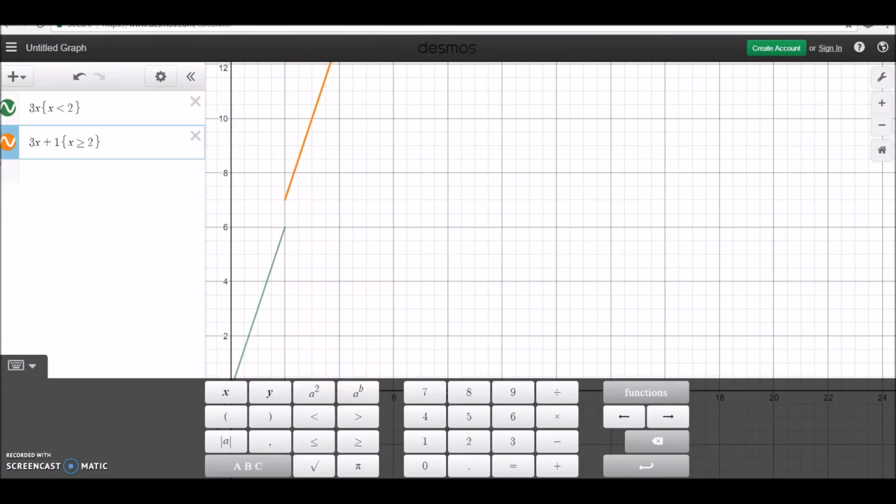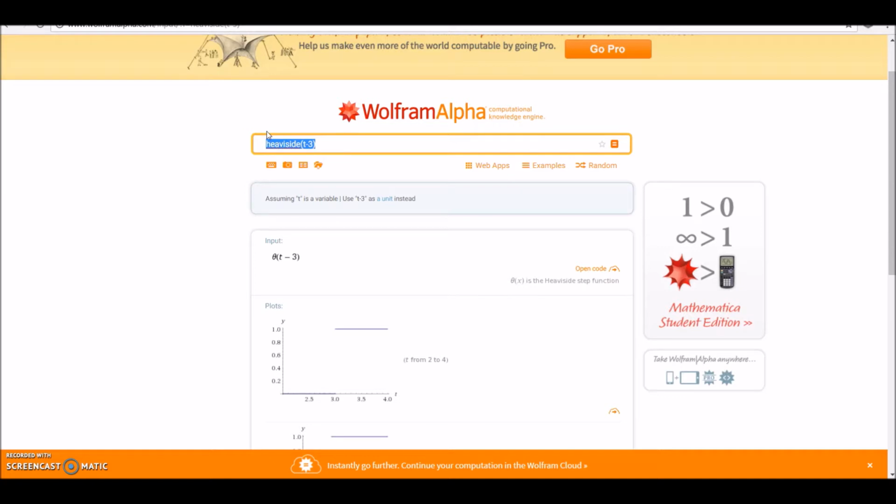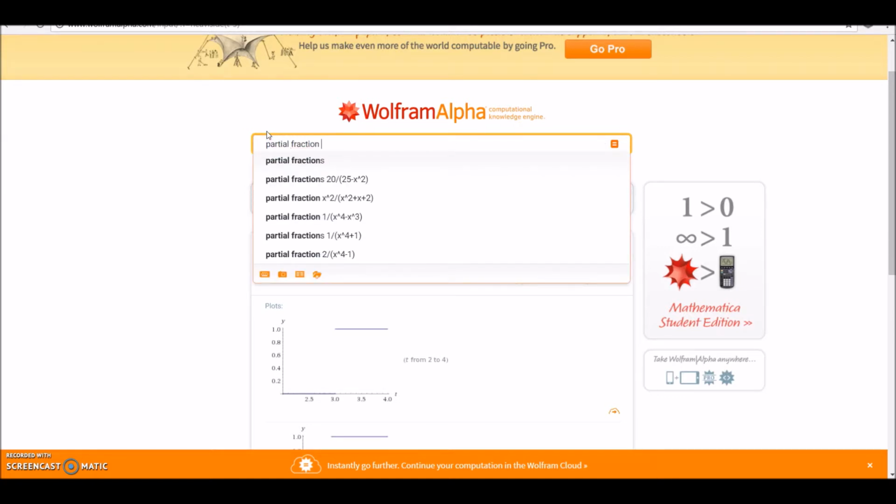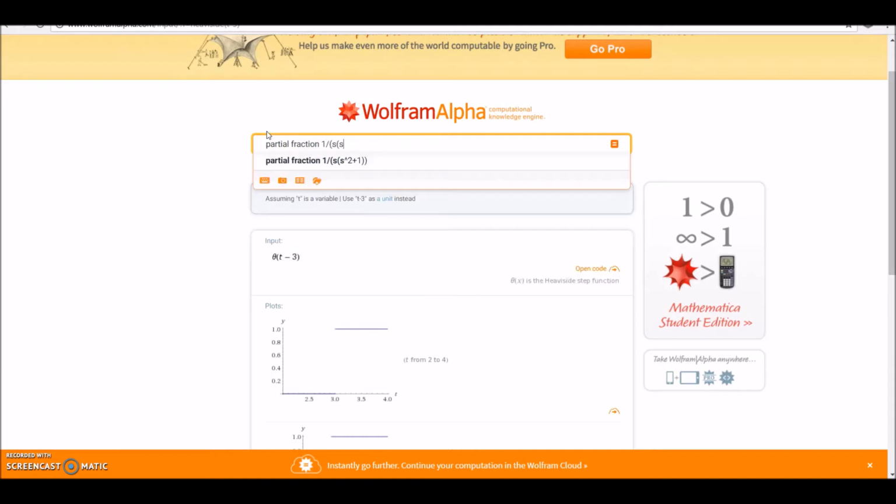I'm going to go over to Wolfram Alpha. Let me see, I've got this open. I'm just going to type in partial fraction 1 divided by s times s minus 3.